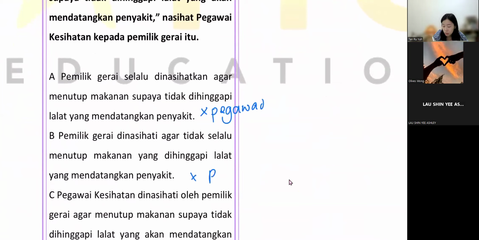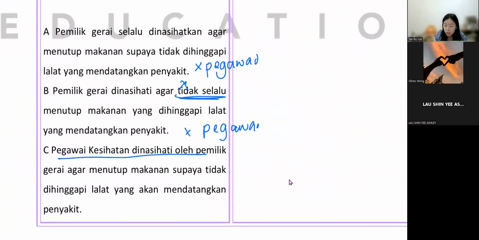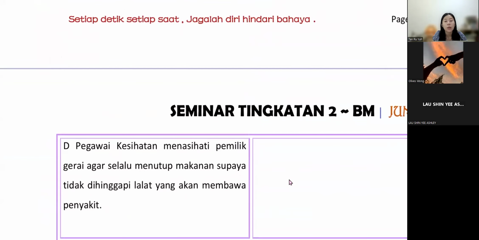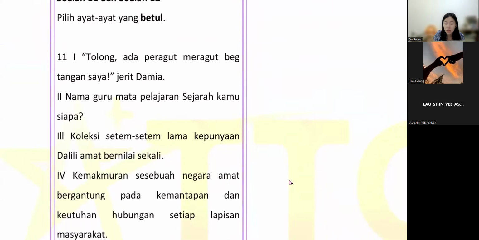B is also the same. They didn't mention pegawai. And then they mention tidak selalu, which is wrong. Tidak selalu menutup is wrong. And then C is terbalik sudah. Pegawai kesihatan dinasihati oleh pemilik. So answer will be D. Pegawai kesihatan menasihati pemilik agar selalu menutup makanan supaya tidak dihinggapi lalat. So answer is D. Okay, now let's go for question 11.